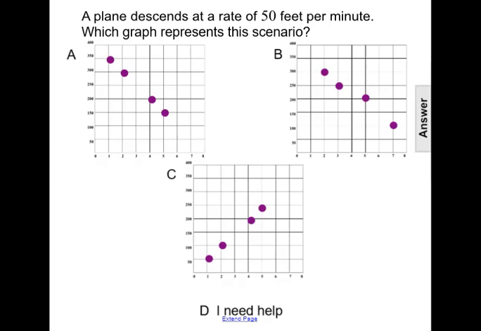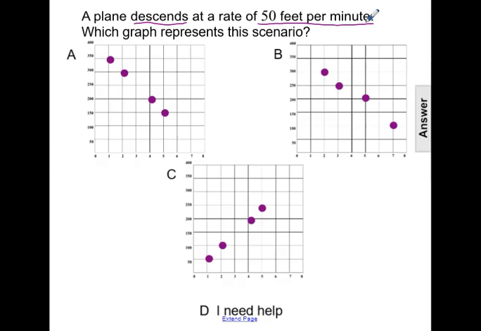A plane descends at a rate of 50 feet per minute. Which graph represents this scenario? So if we're talking about a plane descending at a rate of 50 feet per minute, we're looking at the variables of height in feet and minute, so time in minutes.